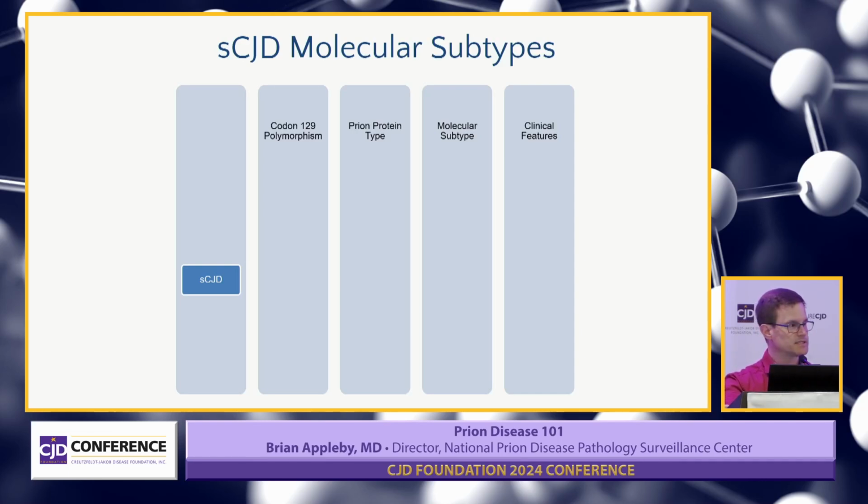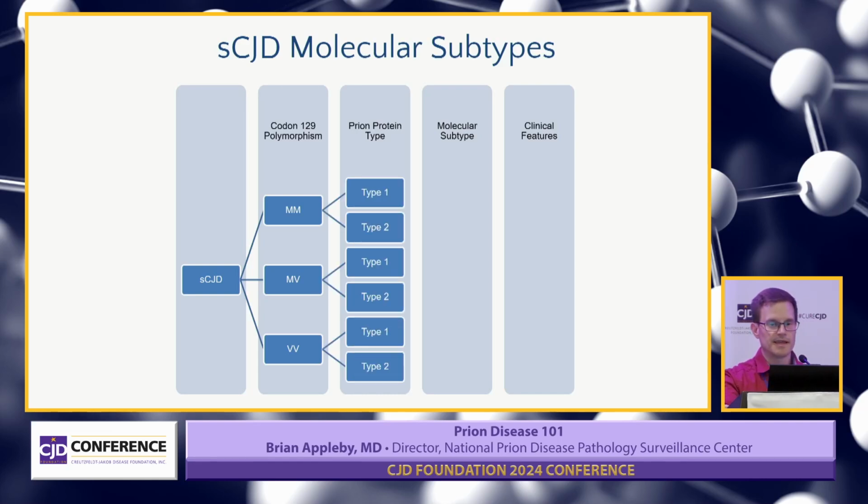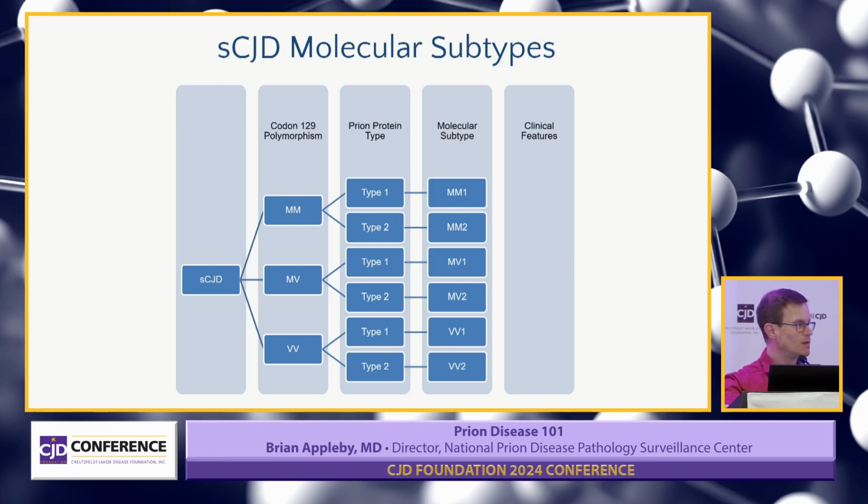So one of the things that you get with that information is on position 129 of the prion protein, there's something called a polymorphism, which is kind of a normal variation of something that we all have. We all are either MM, MV, or VV. And then on that Western blot, we can have a type 1 or a type 2 prion protein. So what we do is we add the polymorphism in the second column to the prion protein type in the third column, and we get the molecular subtype, MM1, MV1. You're going to hear these ad nauseum this weekend. That's a little molecular subtype.